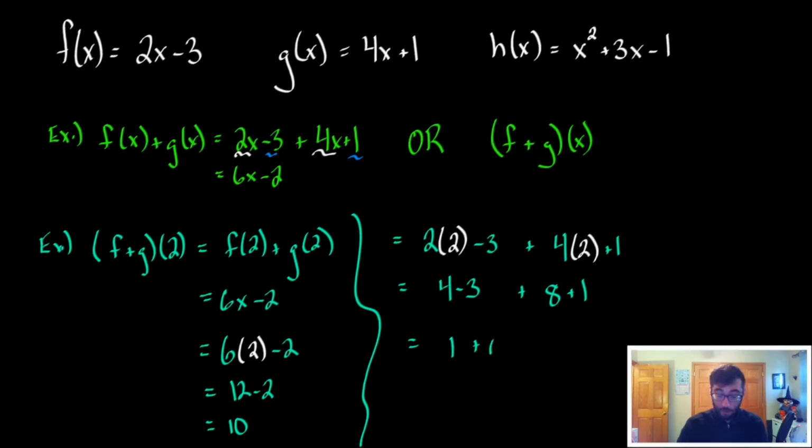So this would be 1 plus 8 plus 1. That would now become 9 plus 1, which once again gets me 10, okay? So that's how we can do function addition as well as function addition at a specific value for x.